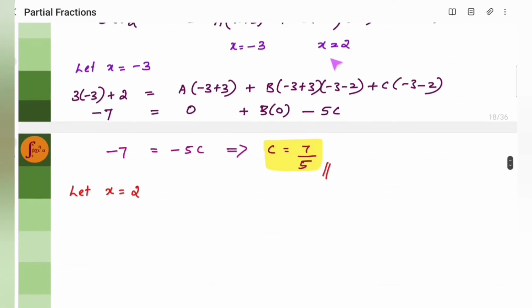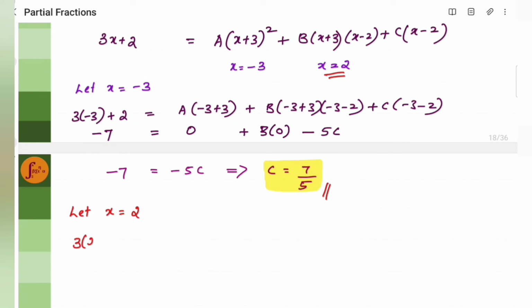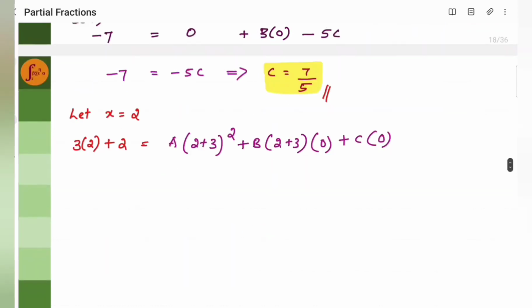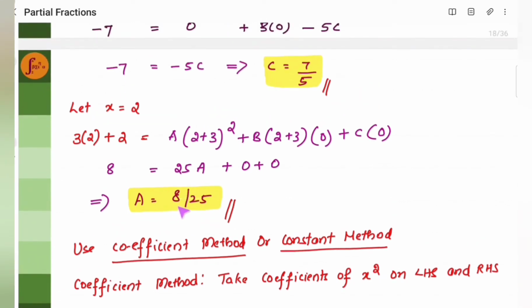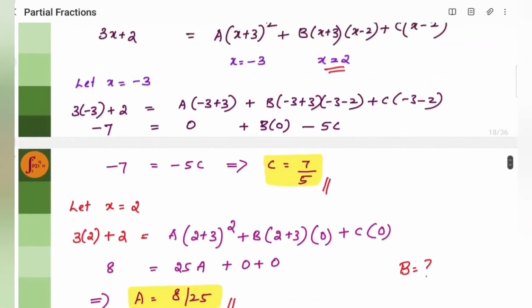Now let's put x is equal to 2. When we put x is equal to 2, we'll get 3 into 2 plus 2 is equal to A into 2 plus 3 the whole square plus B into, so we'll get 25A plus 0 plus 0 is 8, which means A is equal to 8 by 25. Now we got the value of C and the value of A. Now we need to find the value of B. How do we find it? We have already utilized x is equal to minus 3 and x is equal to 2.